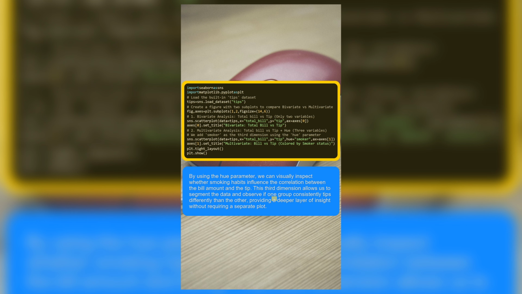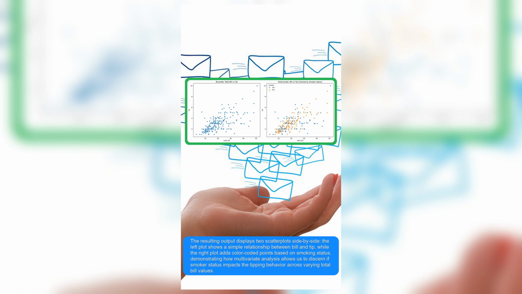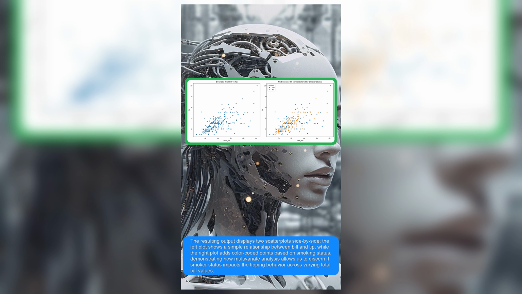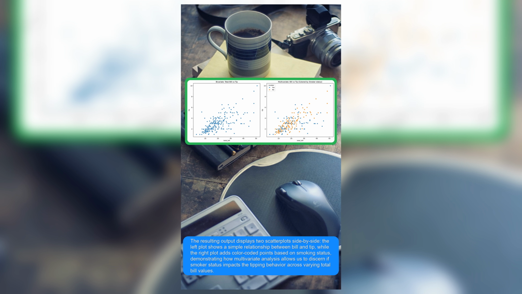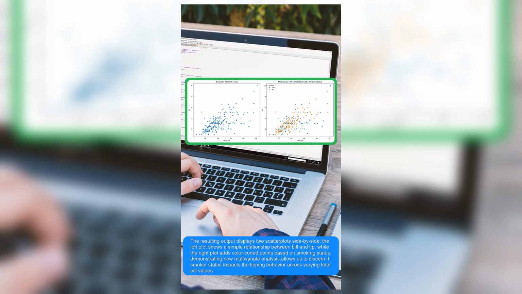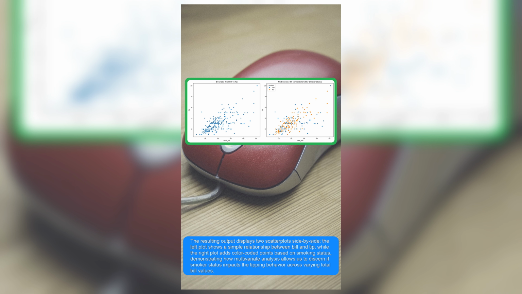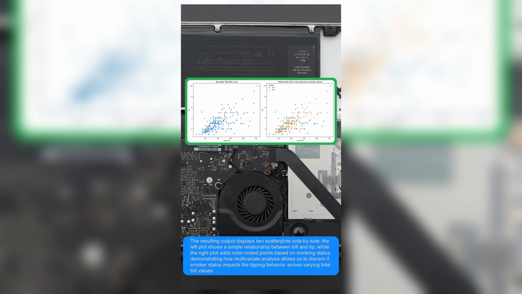This third dimension allows us to segment the data and observe if one group consistently tips differently than the other, providing a deeper layer of insight without requiring a separate plot. The resulting output displays two scatter plots side by side. The left plot shows a simple relationship between bill and tip, while the right plot adds color-coded points based on smoking status, demonstrating how multivariate analysis allows us to discern if smoker status impacts the tipping behavior across varying total bill values.